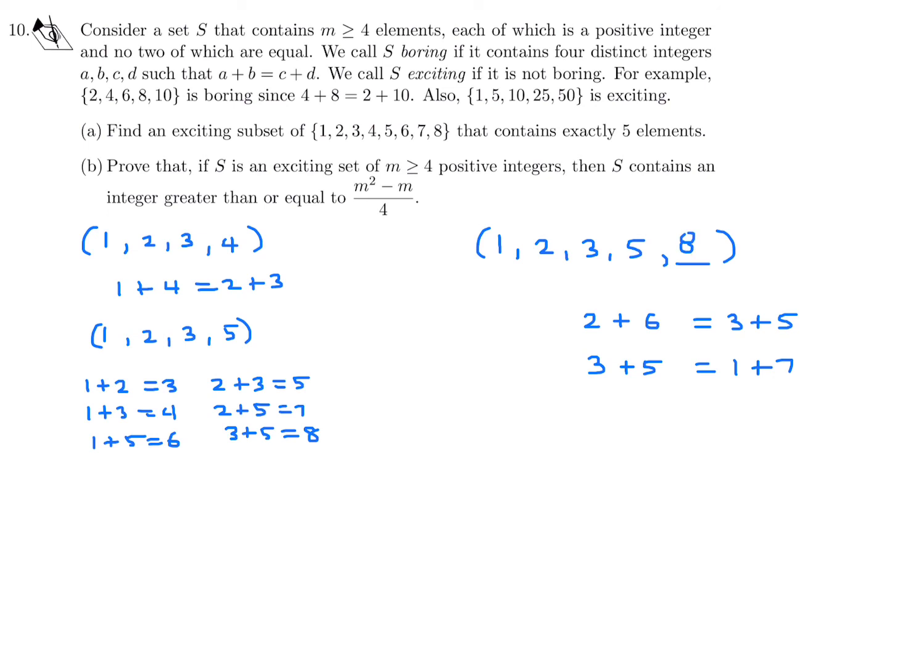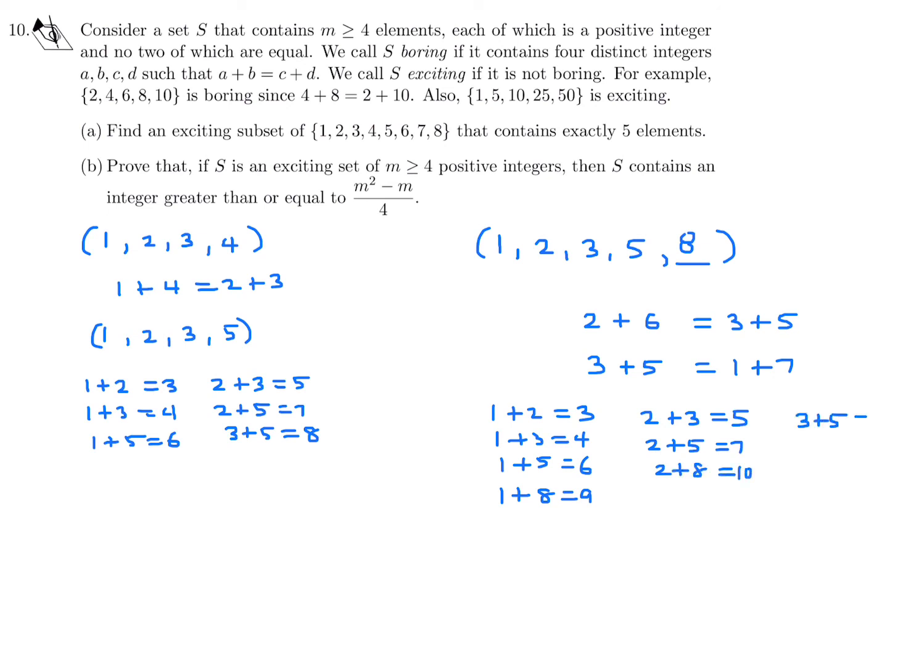And 8, I will check in a thorough way. Let's get all the sums. 1 plus 2 is 3. 1 plus 3 is 4. 1 plus 5, 6. 1 plus 8, 9. Then 2 plus 3, 5. 2 plus 5, 7. 2 plus 8, 10. 3 plus 5 is 8. 3 plus 8 is 11. 5 plus 8 is 13. So as you can clearly see, none of these are the same. So therefore, that means this is exciting. Great.